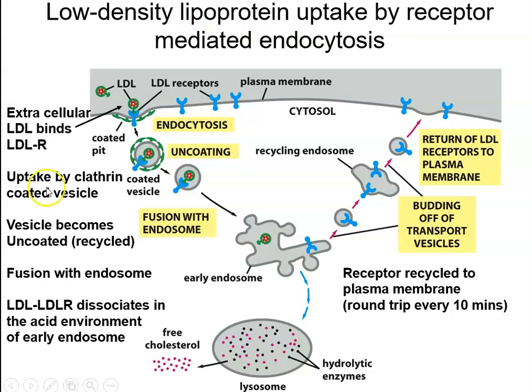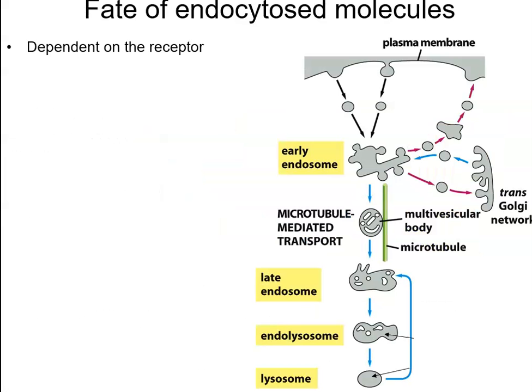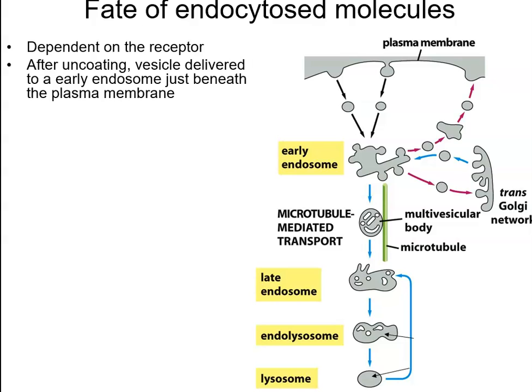And this whole process takes 10 minutes for a round trip for a receptor to go from bound to cargo to get to this area here and get back to the plasma membrane, and the Clathrin will recycle much quicker than that. Once the LDL ends up in the lysosome, once anything ends up in the lysosome, it will be broken down into its constituent parts, because the lysosome is full of hydrolytic enzymes that will break down almost anything. And this slide shows the fate of the various endocytosed molecules. It all depends on what the receptor is and what the cargo is.